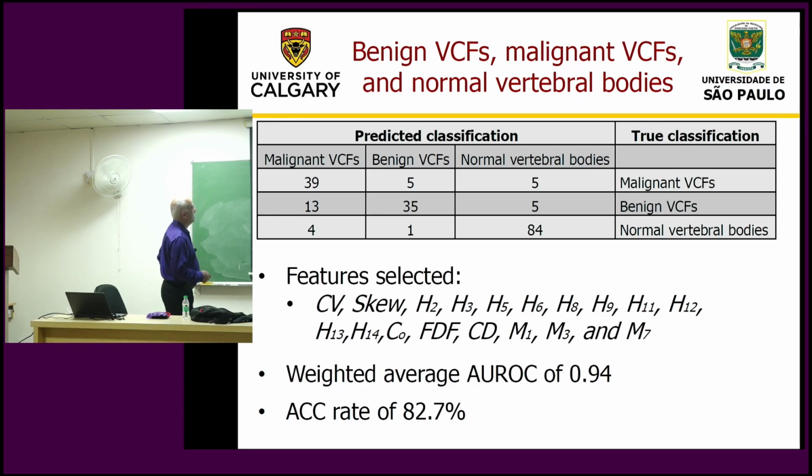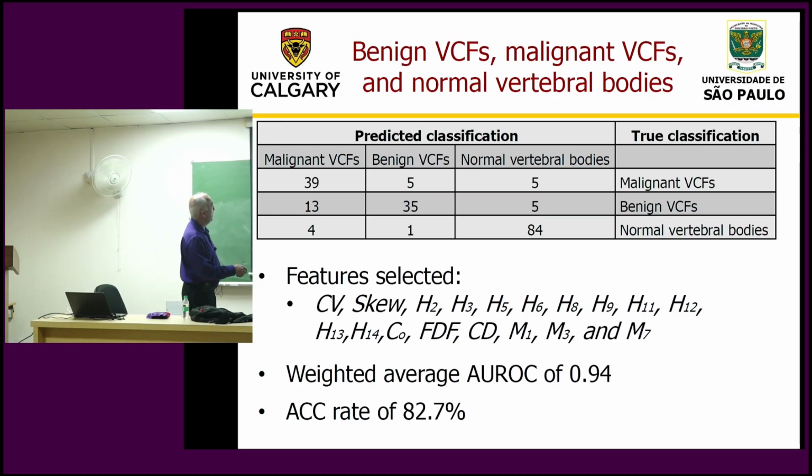We also did three-way classification. The results were not much better. The accuracy rate was 82% like the others. In this case, you cannot have one ROC curve. You take multiple ROC curves, and the weighted average was 0.94, not bad, with 82% accuracy, similar to the previous.